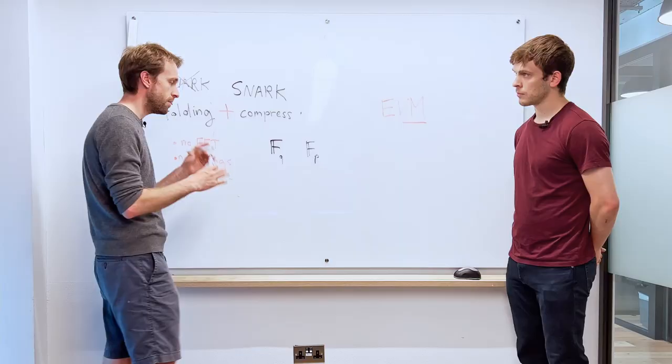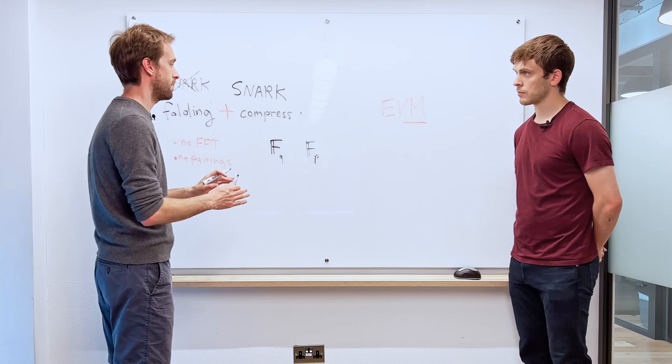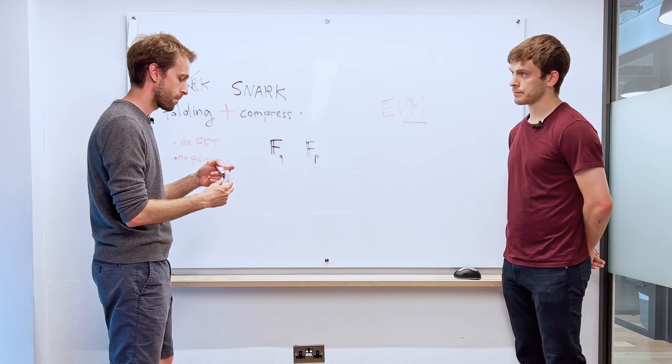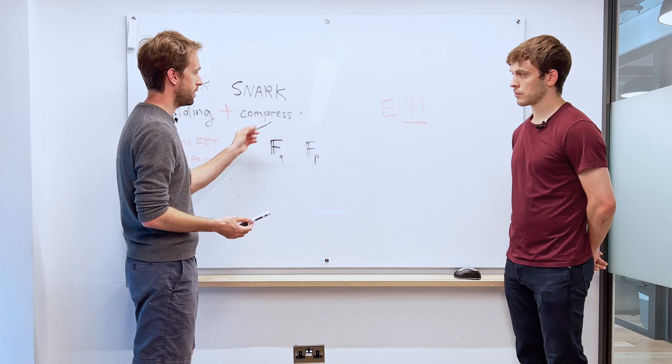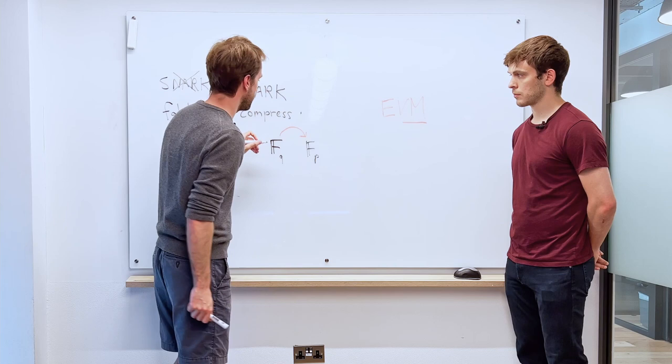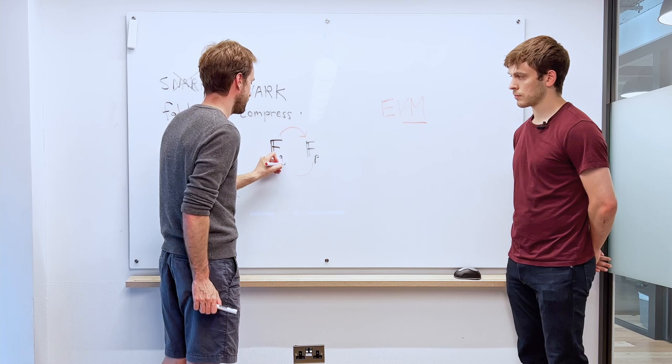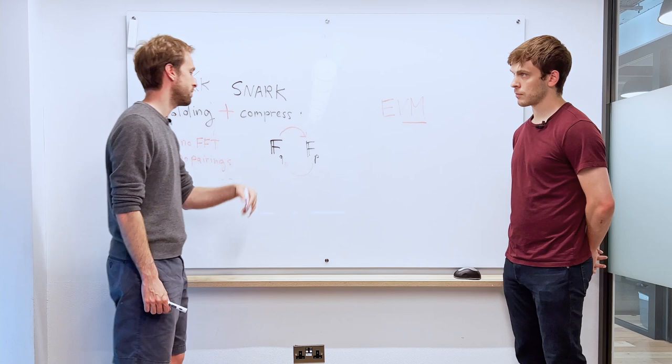And it turns out that there's an impossibility result whereby the P and the Q have to be different. And so the question is, can you have two curves such that the relationship between the base field and the scalar field is symmetric for the two curves? So one curve has FP as the base field, the other one has FQ as the base field, and vice versa for the scalar field.